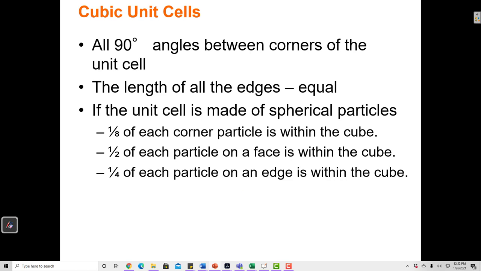Cubic unit cells have all 90 degree angles between corners of the unit cell, and the lengths of all the edges are equal. So we're going to look at some of these cubic unit cells in particular, even though there are lots of other unit cells, but we're going to focus on these in this chapter. If the unit cell is made of spherical particles, then 1/8 of each corner particle is within the cube, 1/2 of each particle is on a face, and 1/4 of each particle is on an edge.